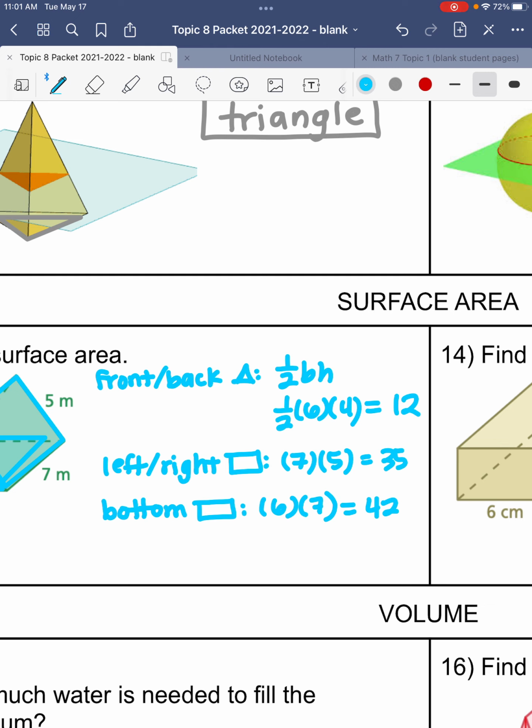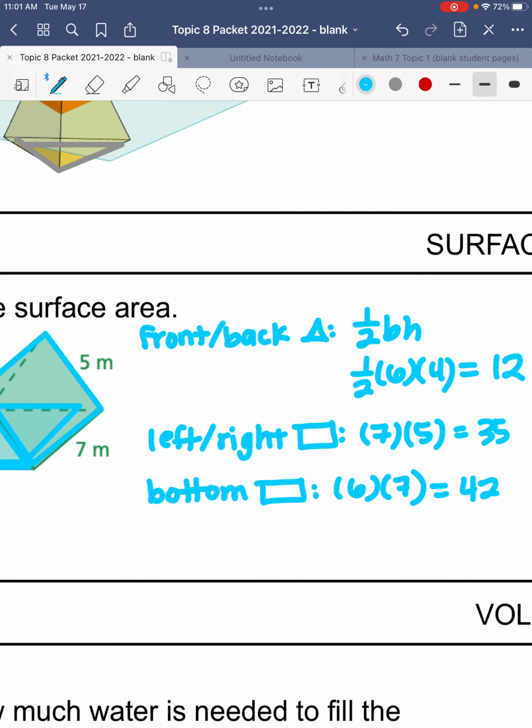Now I want you to be careful because there are two sides that have an area of 12. So I have to double that. 12 times 2 is 24. There are two sides that have an area of 35. So I have to double that. 35 times 2 is 70. So surface area is going to be 24 plus 70 plus one side has an area of 42. And when I put that into my calculator, I get 136. 136 square meters.